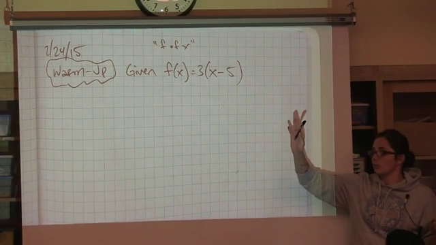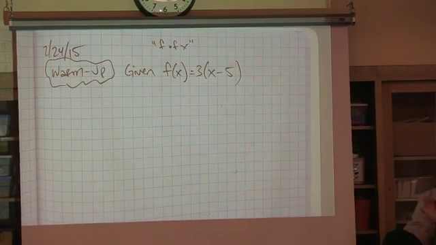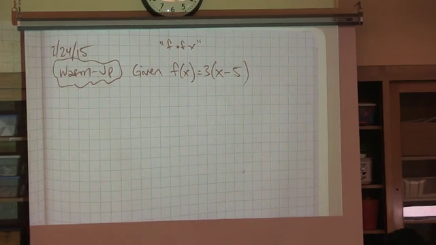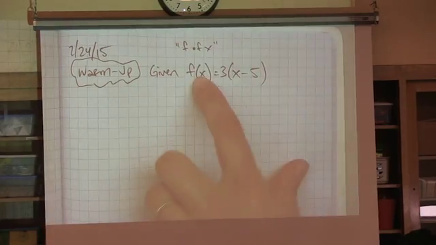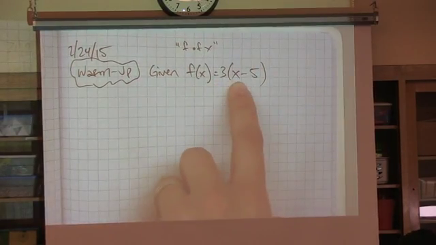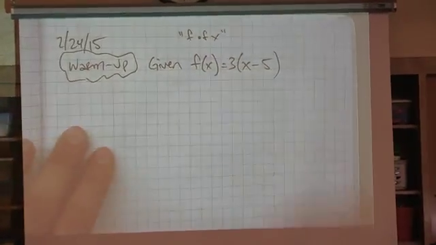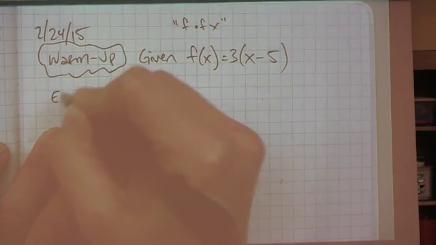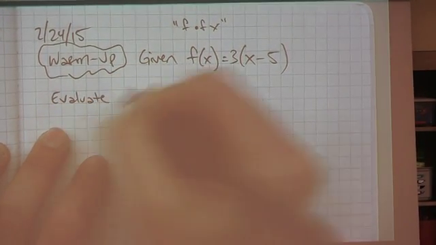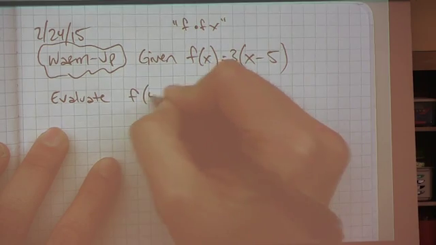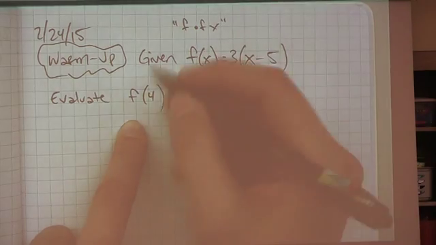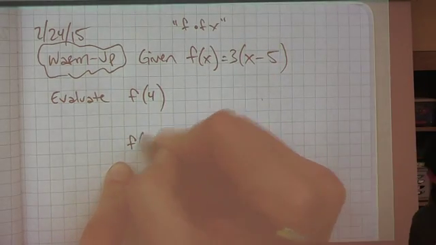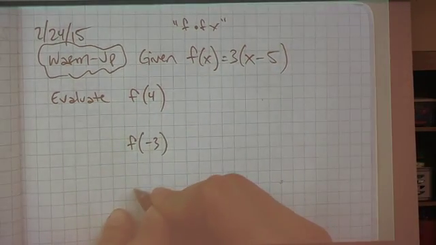So we don't multiply that by x. Right now there's nothing you can do with that. It's just saying, here's a function, that's what it's called. And given this, what I want you guys to do is evaluate f of 4, f of -3, and f of 0.